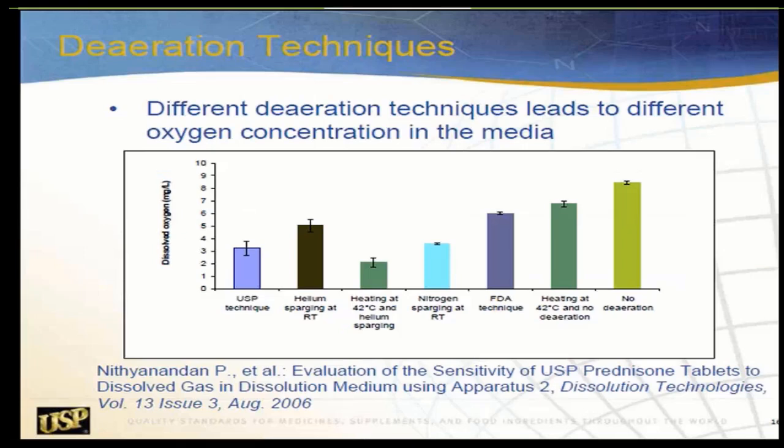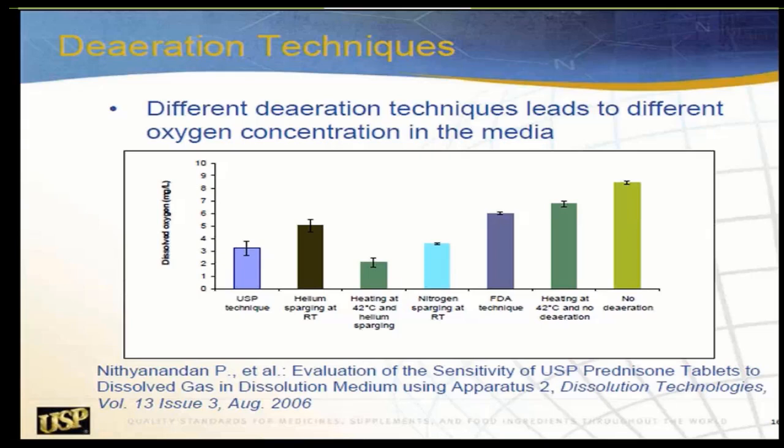There was also a USP publication some years ago looking at the effects of different deaeration techniques, which led to different oxygen concentrations in the media. Some of these are effective and some of these are not. I just want to explain this a little bit. The USP procedure you see on the left usually gives 2.8 to 3.3 or 4, around in there, for the dissolved oxygen measurement.